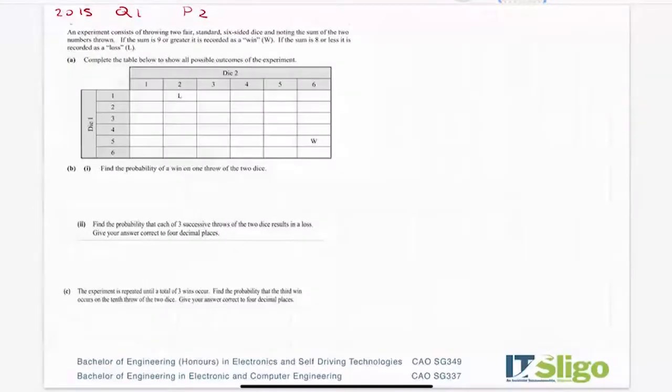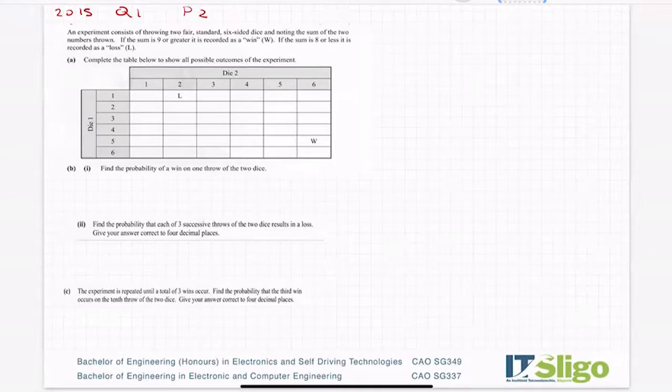Okay, so the 2015 question 1 probability question of paper 2 Leaving Cert higher level. An experiment consists of throwing two fair standard six-sided dice and noting the sum of the two numbers thrown. If the sum is 9 or greater, it is recorded as a win. If the sum is 8 or less, it is recorded as a loss. Complete the table below to show all possible outcomes of the experiment.